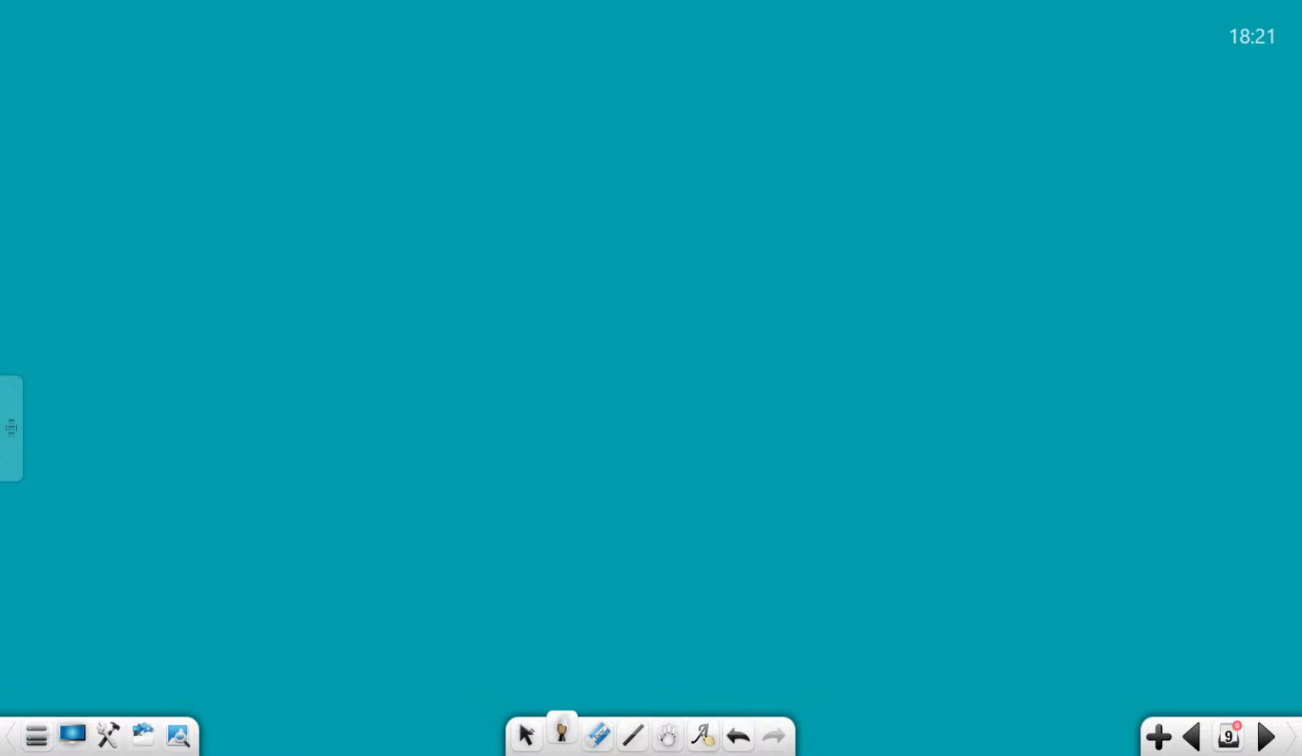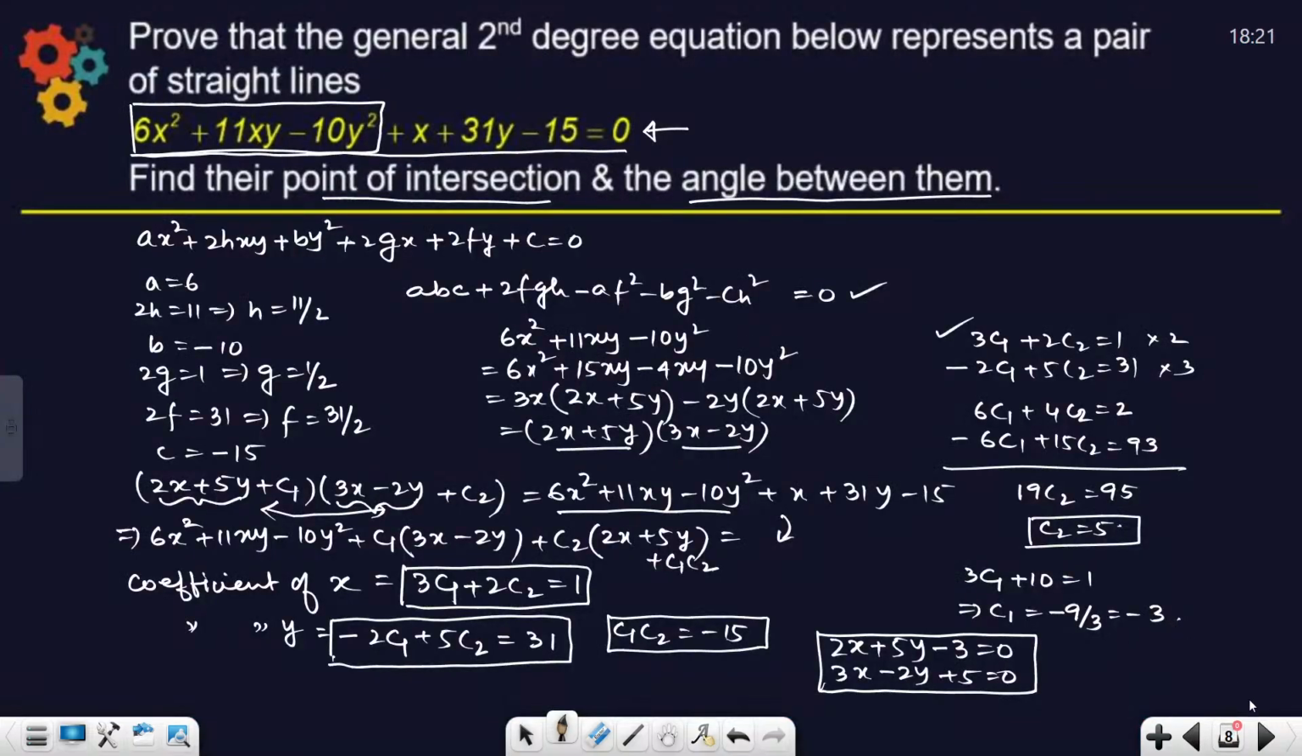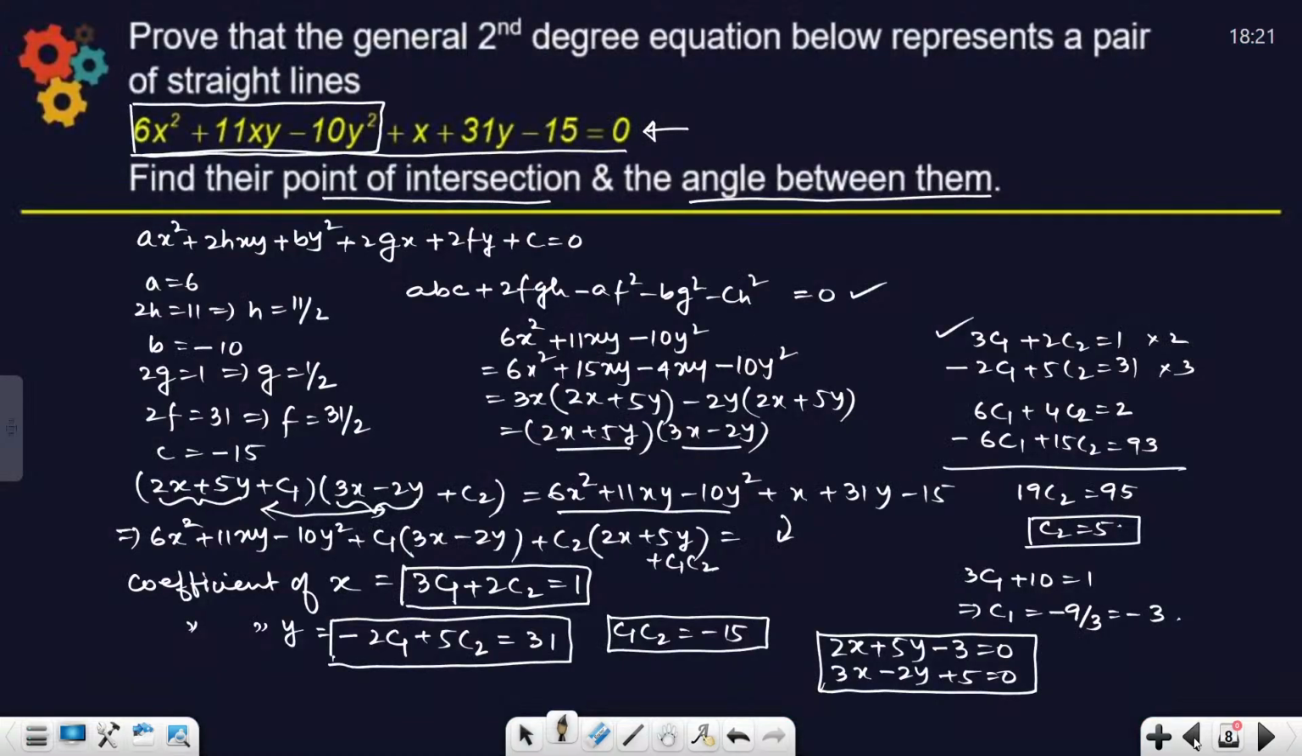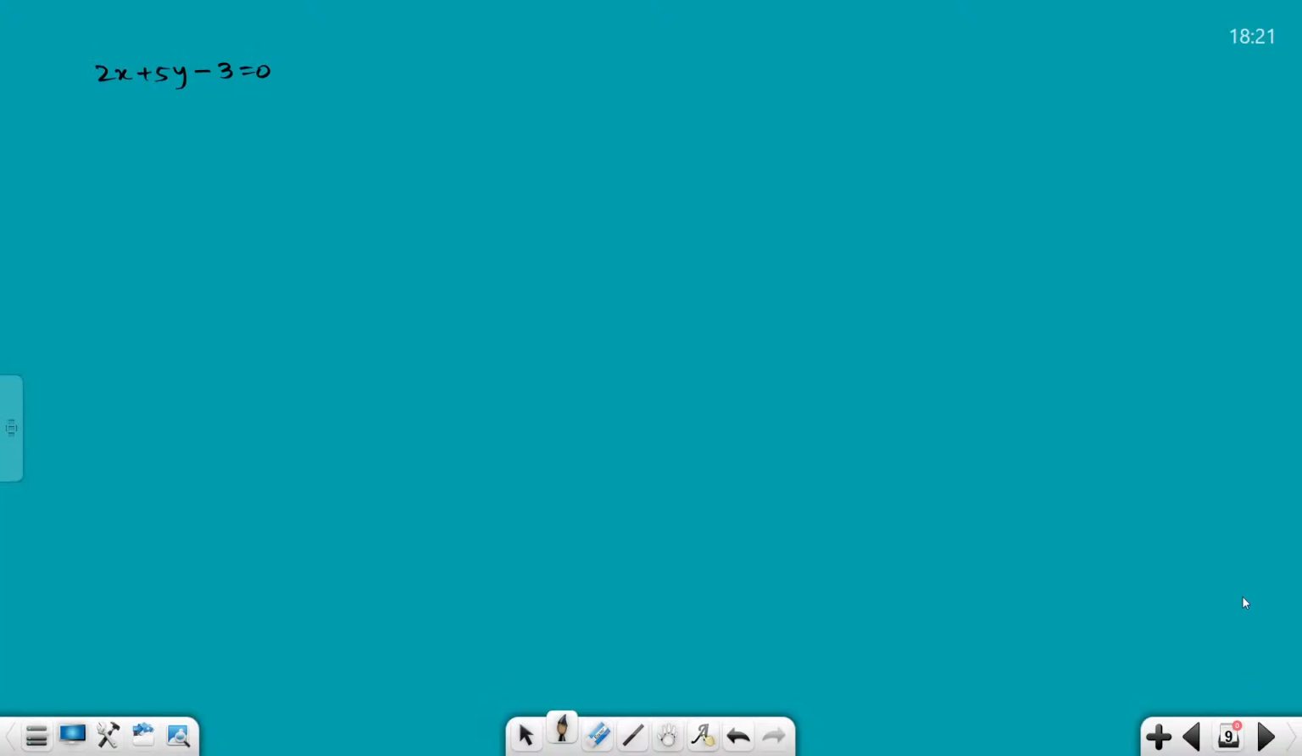Can we do it here? Okay, let me change the color of the pen. Otherwise, you will not understand. Okay, so what are the equations given here? Just 1 minute. 2x plus 5y minus 3 equals to 0, and 3x minus 2y plus 5 equals to 0. Correct? So these are the two equations we got.